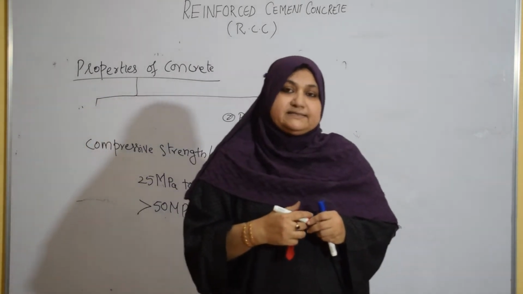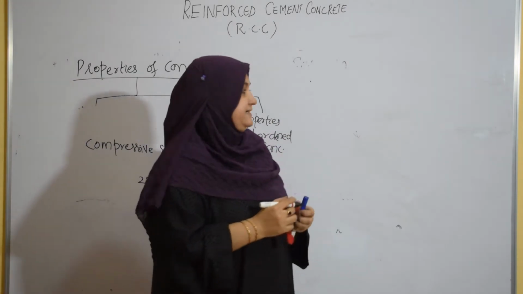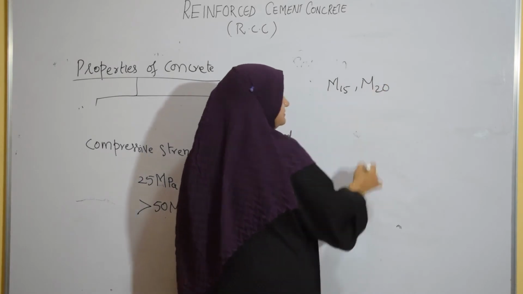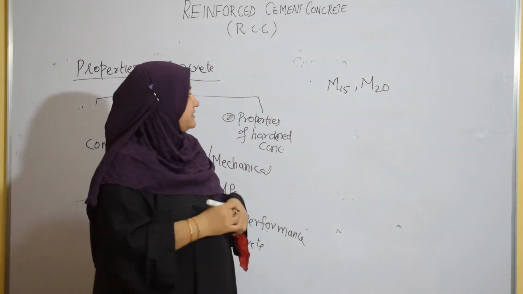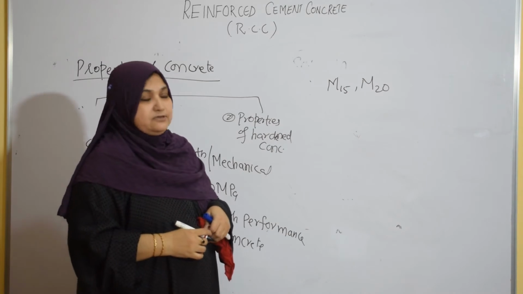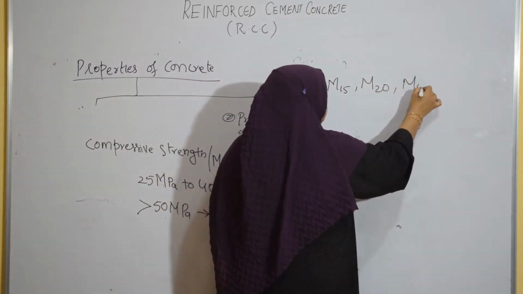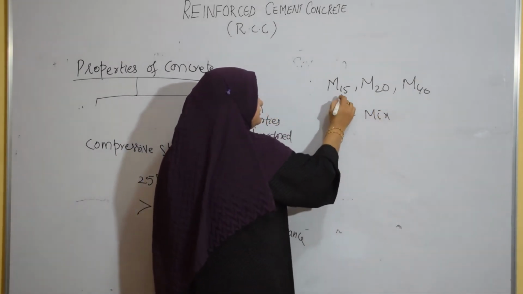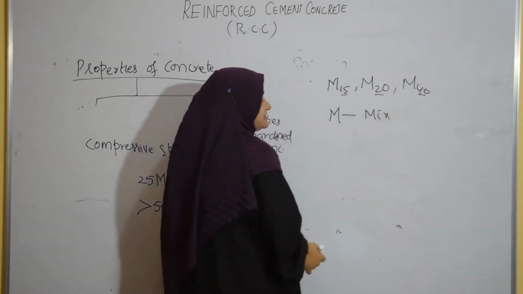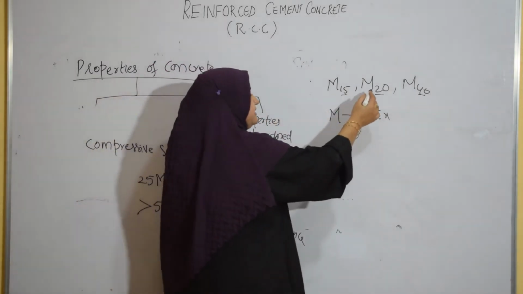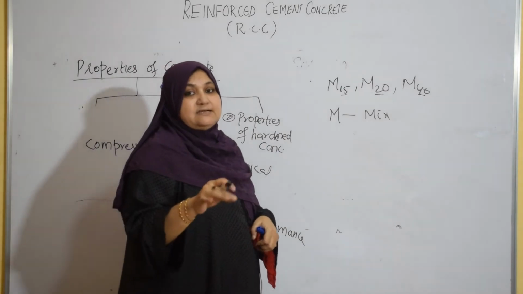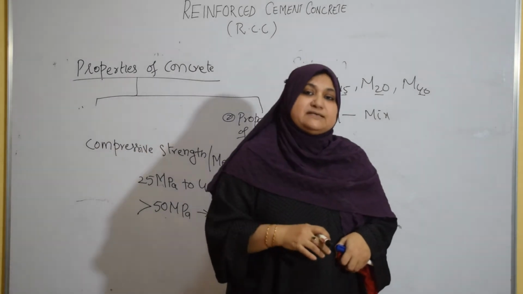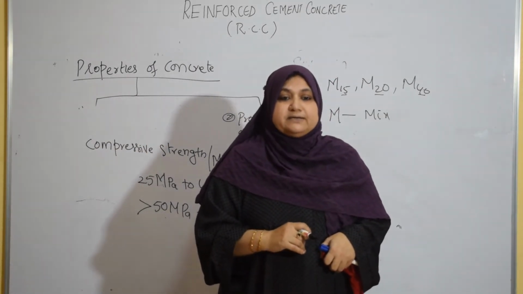Concrete is known by its grade, which is designated like this: M15, M20, M40. Here M stands for mix, and the numbers 15, 20, 40 stand for compressive strength. So M20 means that the concrete mix has a compressive strength of 20 Newton per mm square. M40 means that particular mix has a compressive strength of 40 Newton per mm square.